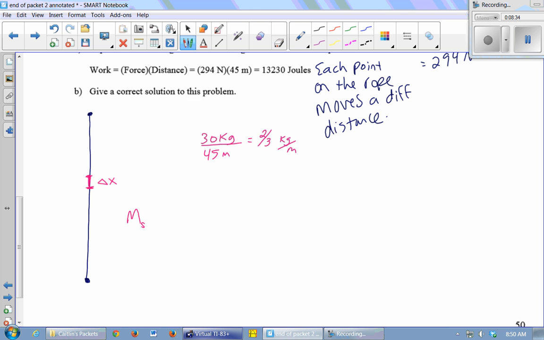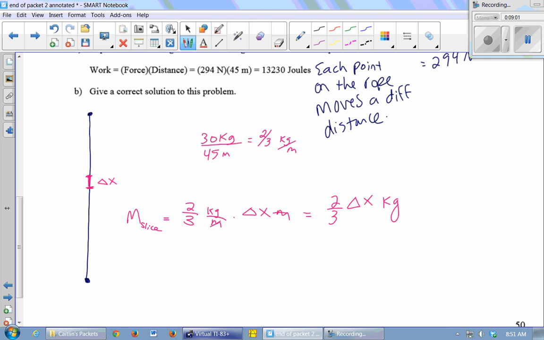Right. So the mass of my, we'll call it a slice, it's going to be 2/3 kilograms per meter times delta x meters. Right, so my meters are going to cancel, and I'm going to end up with 2/3 delta x kilograms. All right, so there's my mass of the little chunk of rope, little tiny slice.